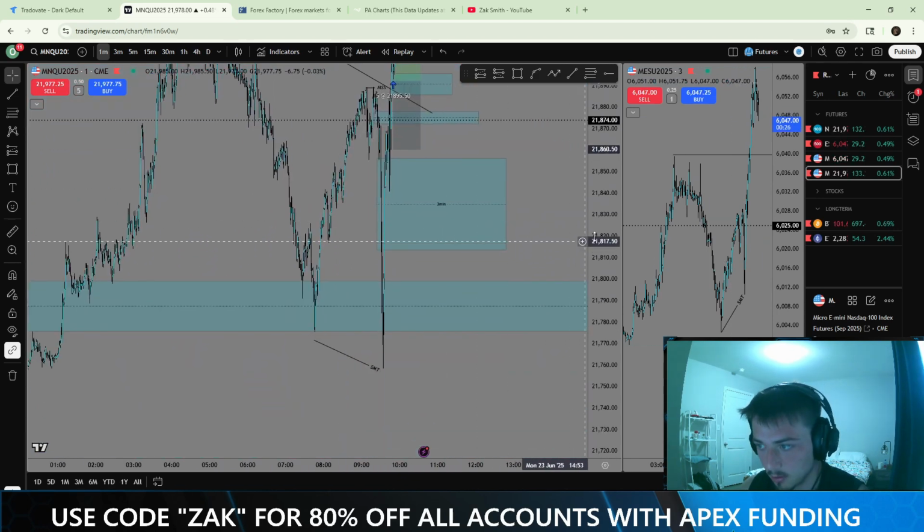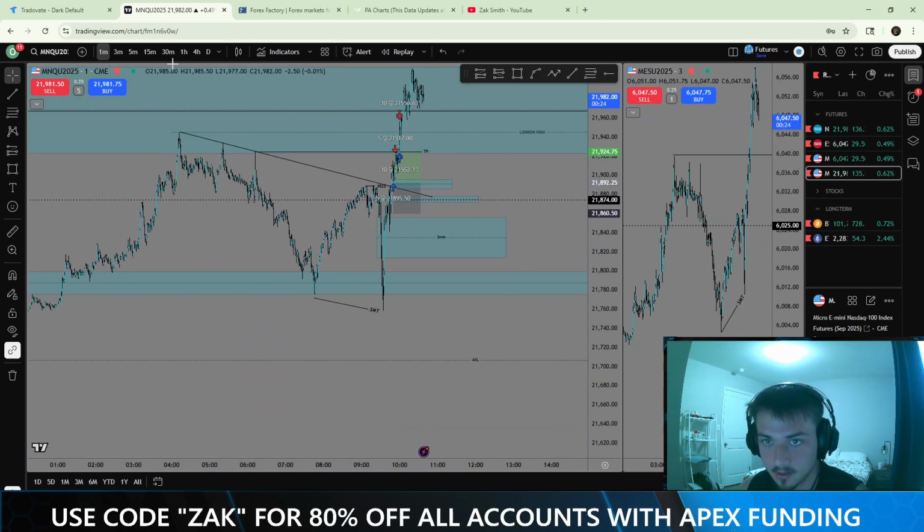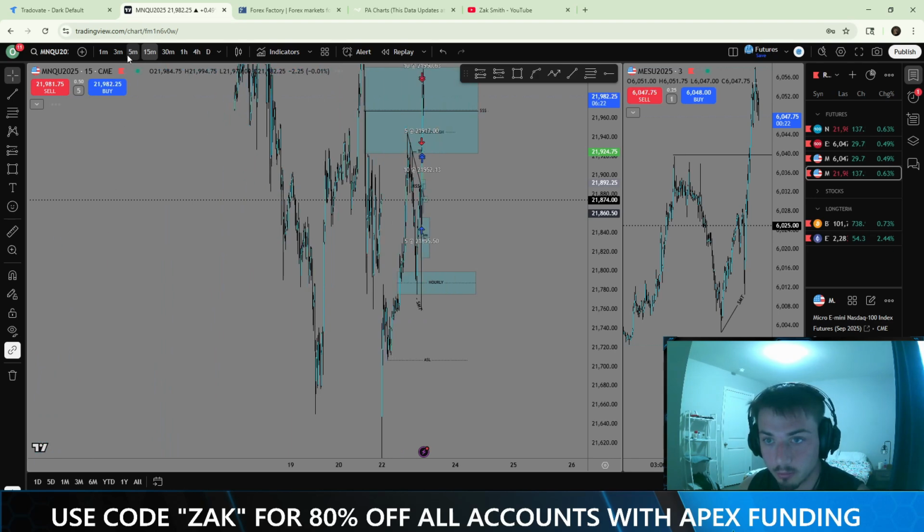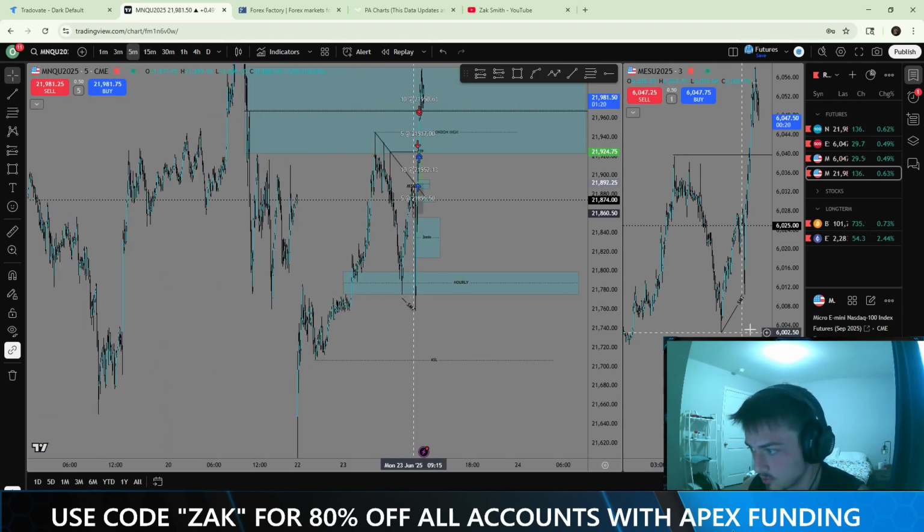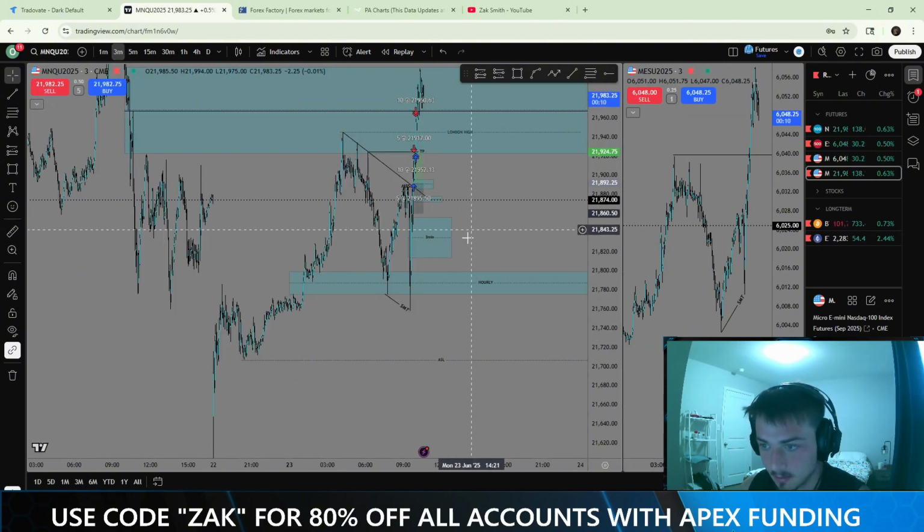Coming into market open, we sold off. We came all the way down to this hourly fair value gap. We put in a 5-minute SMT with ES right here. As you guys could see, ES did not take these lows. NASDAQ took these lows. This is an SMT out of this hourly fair value gap. After that, I wanted to see some upside movement.